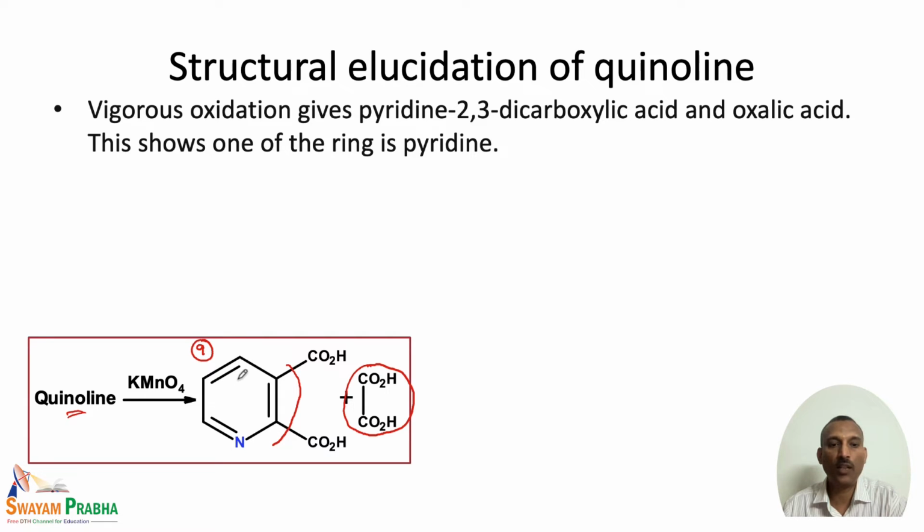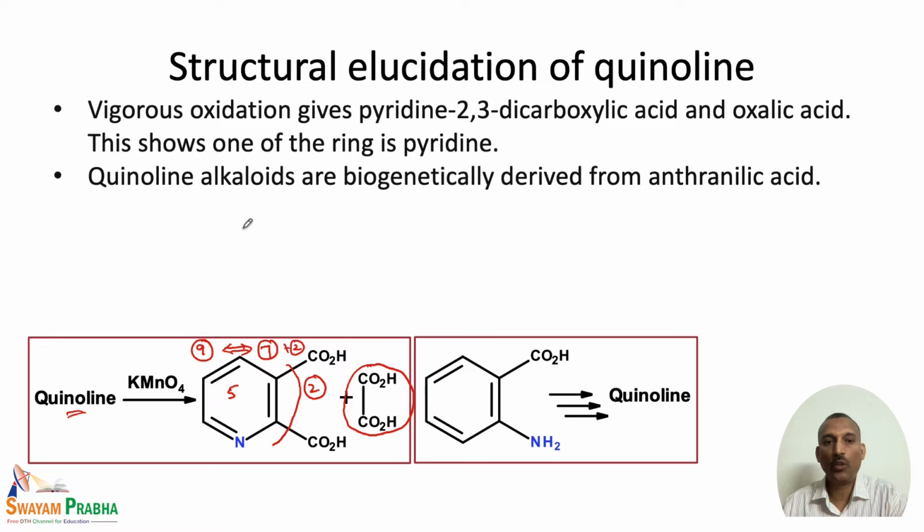In the pyridine case we have actually 5 carbon atoms within the ring, and there are 2 additional carbon atoms in this carboxylic acid unit. So, 5 plus 2, 7 carbon atoms are there, and the formation of oxalic acid actually tells additionally that 2 more carbons are present. That means total 9 carbons can be easily accounted for. So, this clearly tells there is one pyridine ring and possibly a benzene ring.